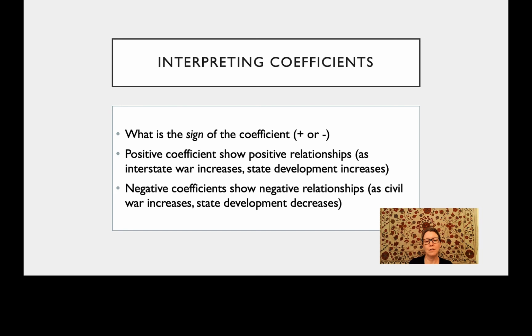Positive coefficients show positive relationships. For example, as interstate war increases, state development increases. Negative coefficients show negative relationships. This would be a case where as civil war increases, state development decreases.